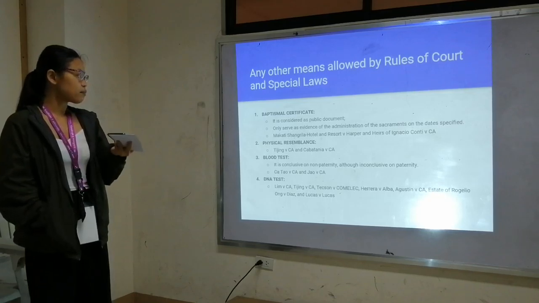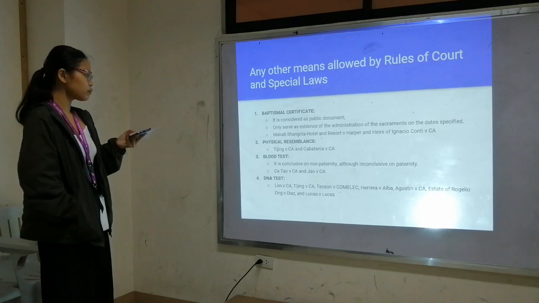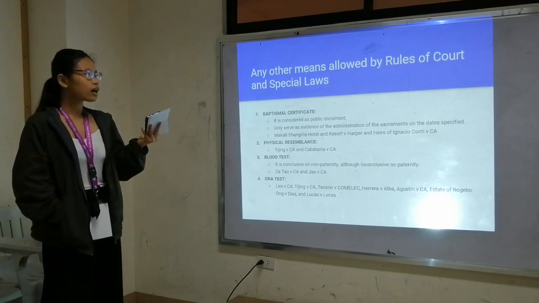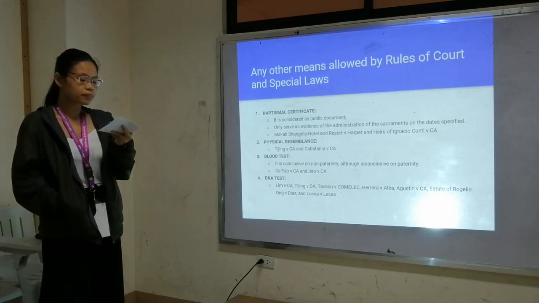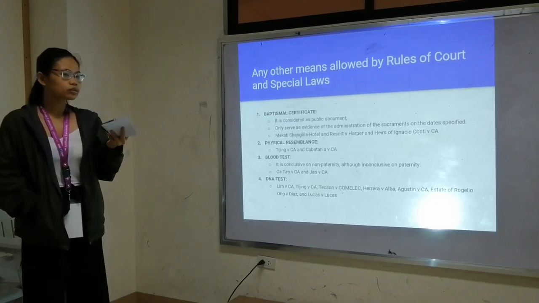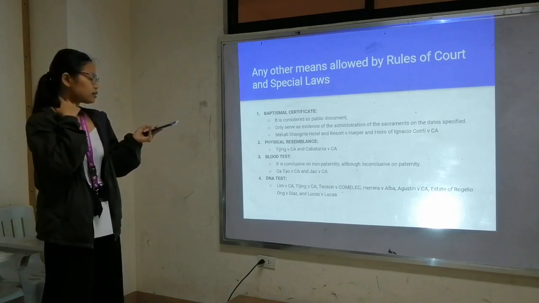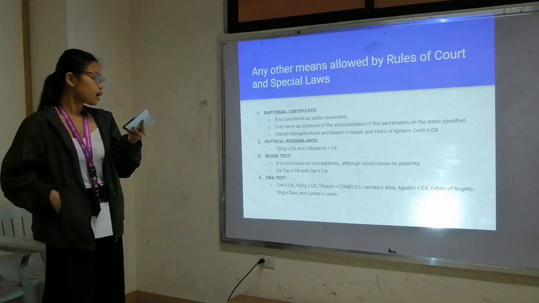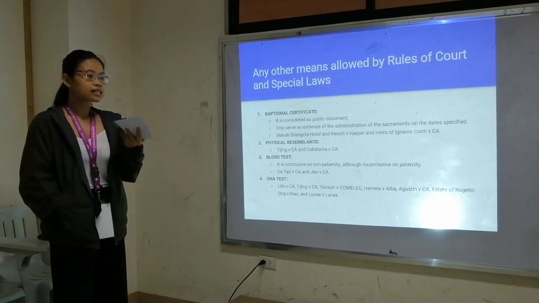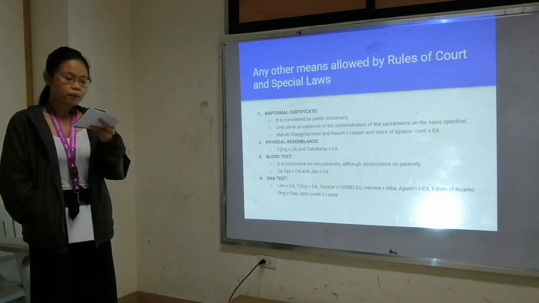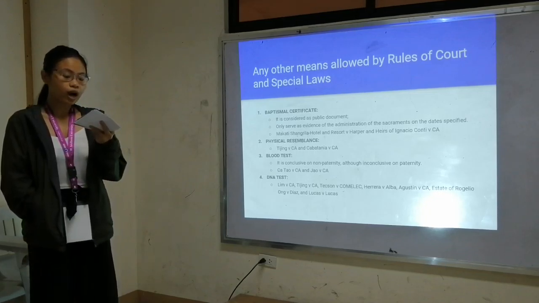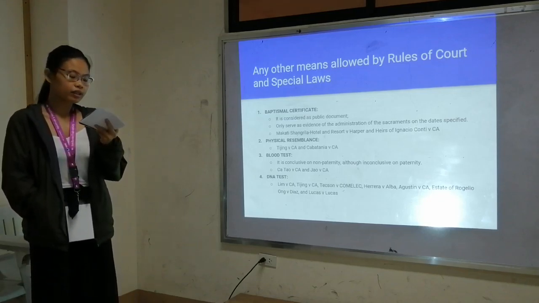Next is the physical resemblance. The physical resemblance was tackled in the cases of Tijing versus Court of Appeals and Cabatania versus Court of Appeals. In Tijing, the court held that resemblance between a minor and his alleged parent is competent and material evidence to establish parentage. However, the court overruled the decision in Tijing and ruled in Cabatania that physical resemblance is not enough as evidence to prove paternity and filiation. The court held that in this age of genetic profiling and DNA, the extremely subjective test of physical resemblance or similarity of feature will not suffice as evidence to prove paternity and filiation before any court of law.